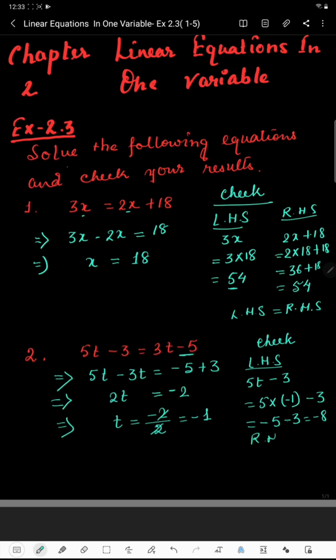Now we will check the right hand side. On the right hand side we have 3t minus 5. Now 3t means 3 is multiplied by t, so we put the value of t and then subtract 5. Again what we have seen is that we have got the same value on the left hand side and the right hand side, so we can write that left hand side is equal to right hand side. So that means the value of the variable is verified.